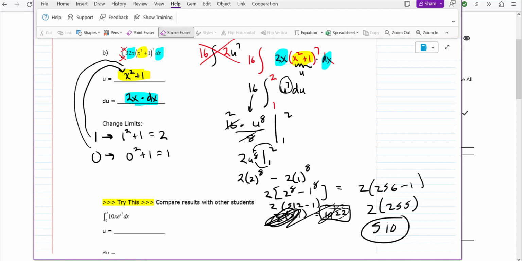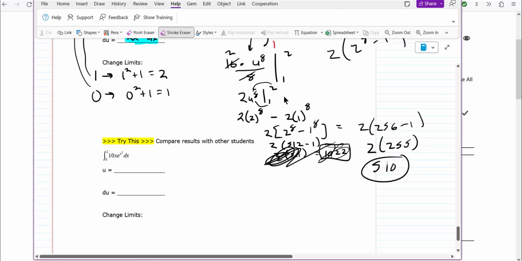When you get down to that final step, you can put that in your calculator. You could just go 2, parentheses, 2 to the 8th, minus 1, because you can do 1 to the 8th in your head. Okay, so I'll let you try this problem, which is quite similar to what I did, and see if you can do that.